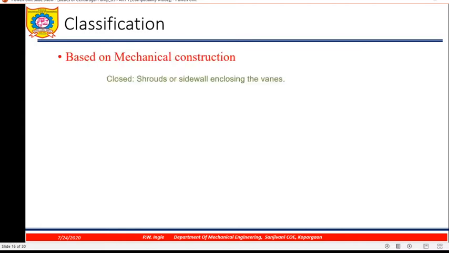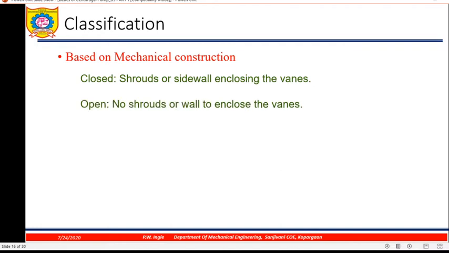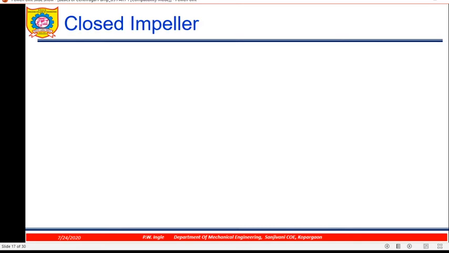So today we'll discuss about classification of centrifugal pump. Based on the mechanical construction, you can classify the centrifugal pump as open type, closed type and semi-open or vortex type. Okay, so we'll discuss one by one.